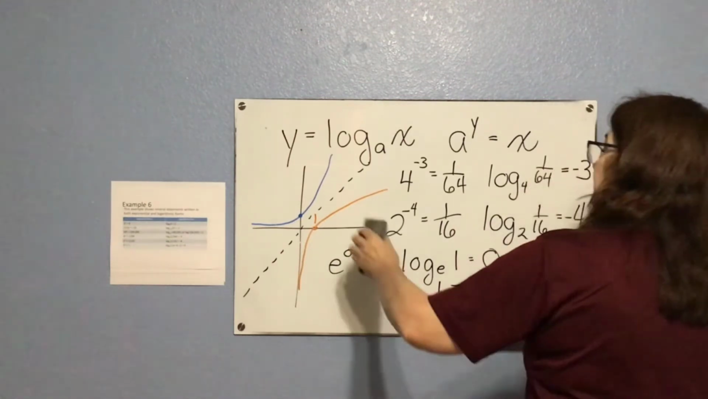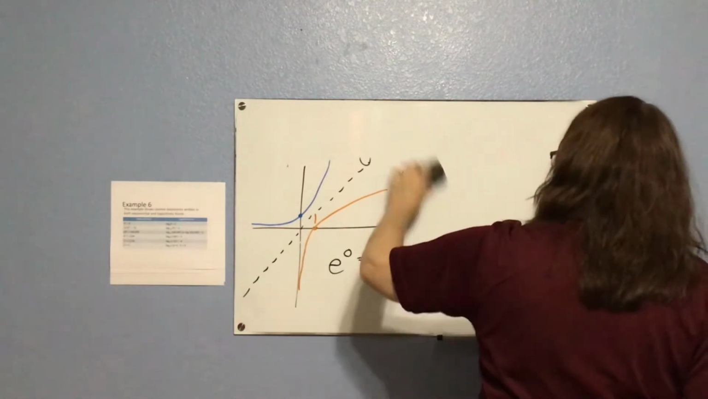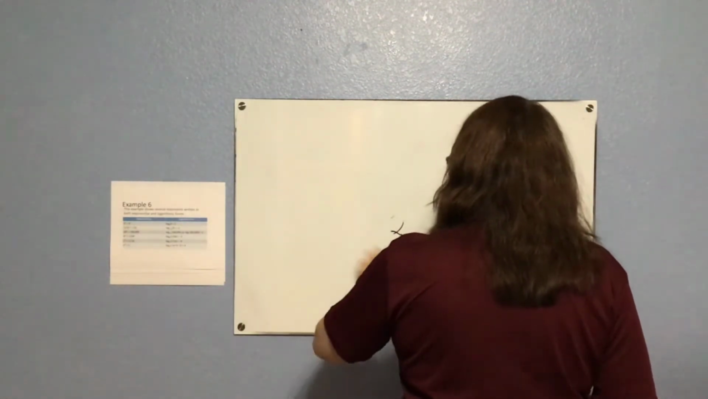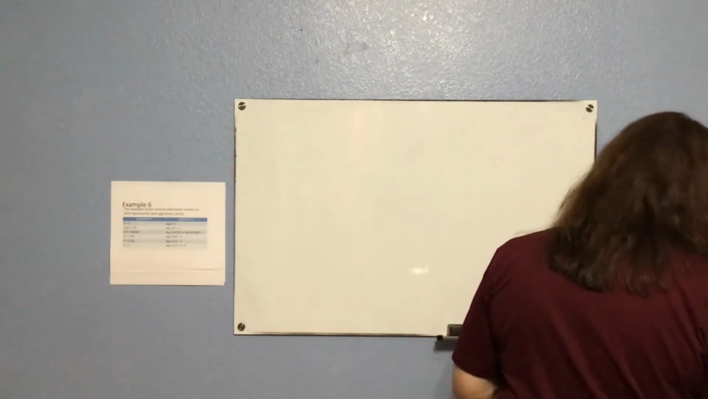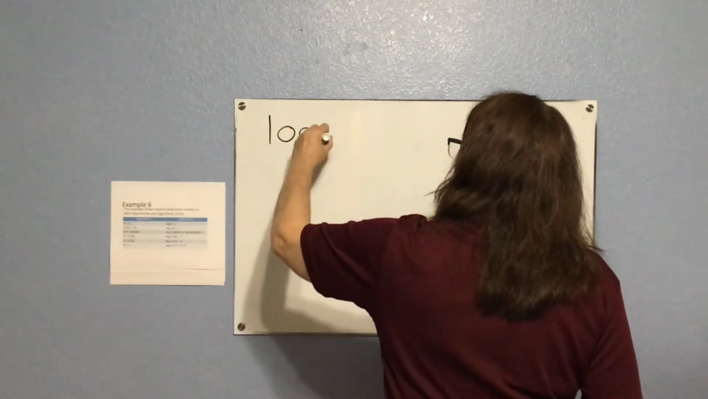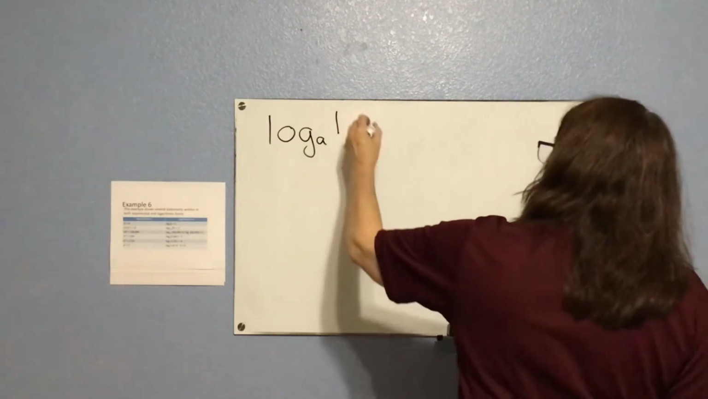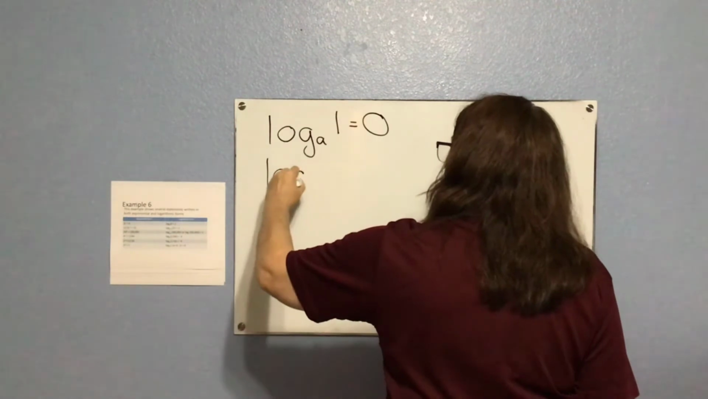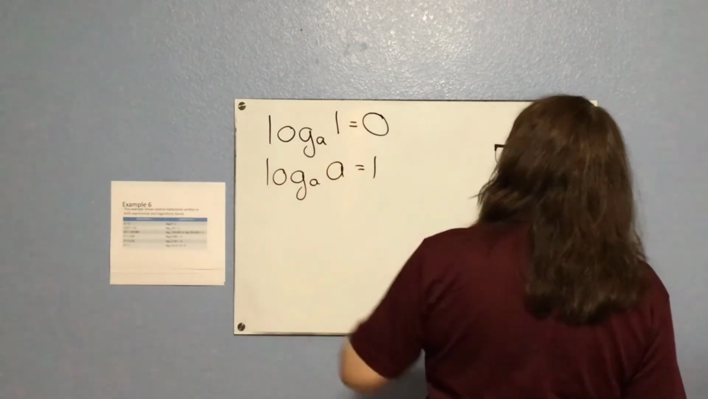Okay, let's look now at some properties of logarithms. I think you'll see that they have similarities to the properties of exponents. Again, log base a of 1 is 0. Log base a of a is 1.